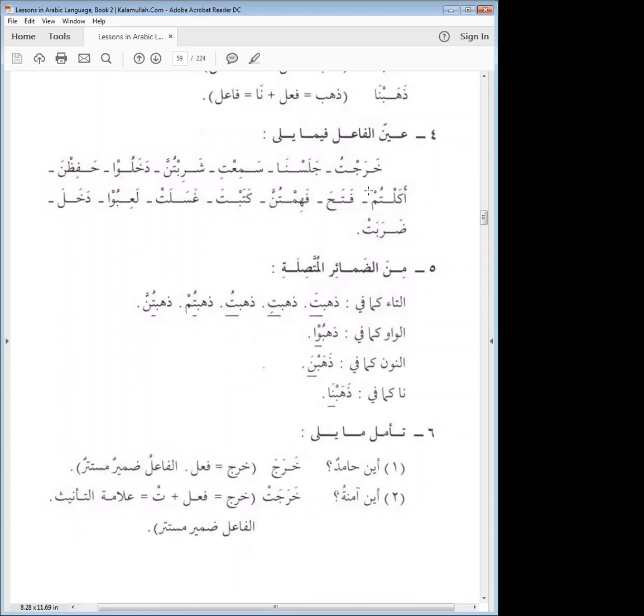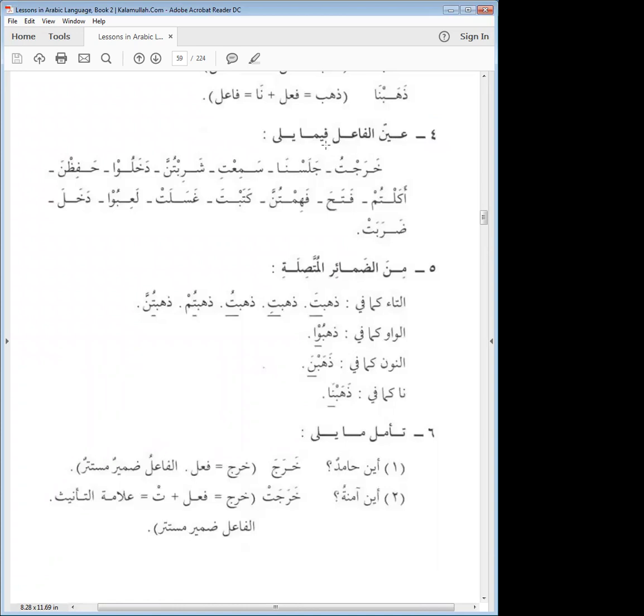Right, so last couple exercises. Number 4, رقم 4, عين الفاعل فيما يلي. So they say basically point out what is the fa'il. The fi'l is different to the fa'il. Fi'l is the verb. The fa'il is the doer of the verb. Said that many times before, just a reminder. So what is the fa'il in the following words?